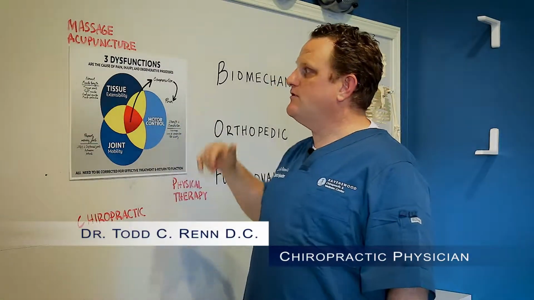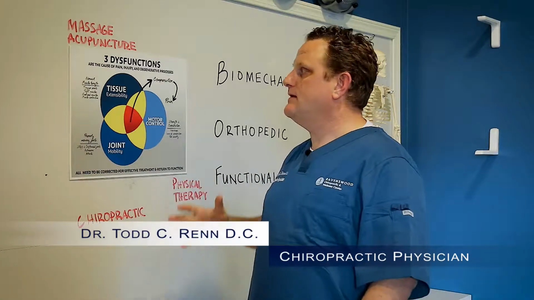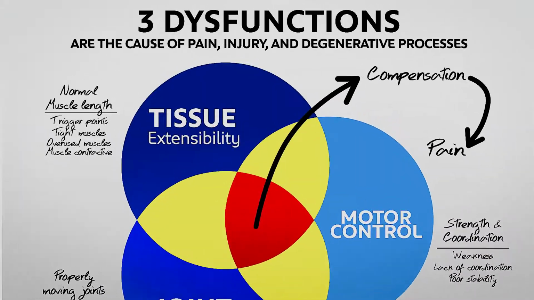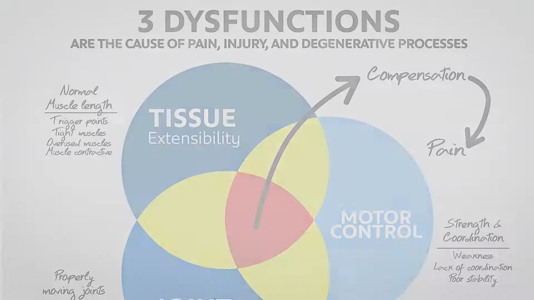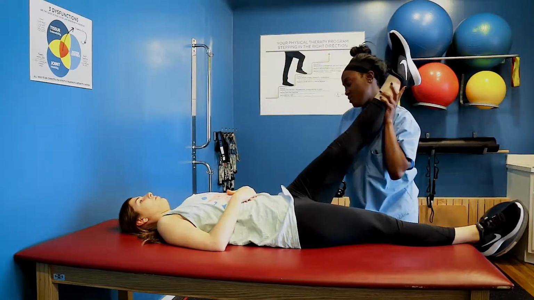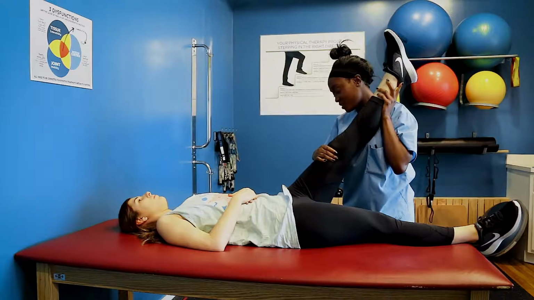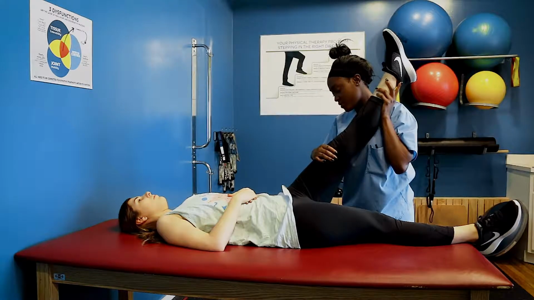First, I think we need to understand why these conditions occur. So let's take a little look at this chart here. These are the three dysfunctions which are the cause of pain, injury, and degenerative processes. The first one being the tissue extensibility dysfunction. Tissue extensibility you can think of as this normal muscle length, normal soft tissue and how long it can get. And the length of that tissue, if it's shortened, will restrict range of motion and movement. And the more we get restricted range of motion or movement, the more we get compensation.